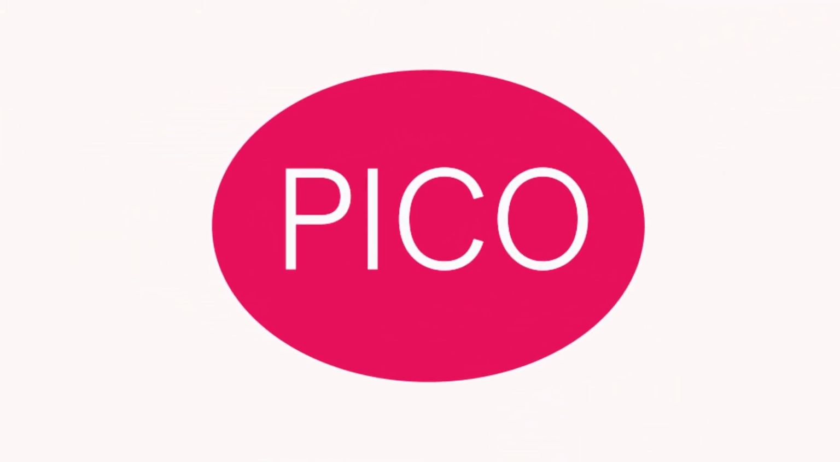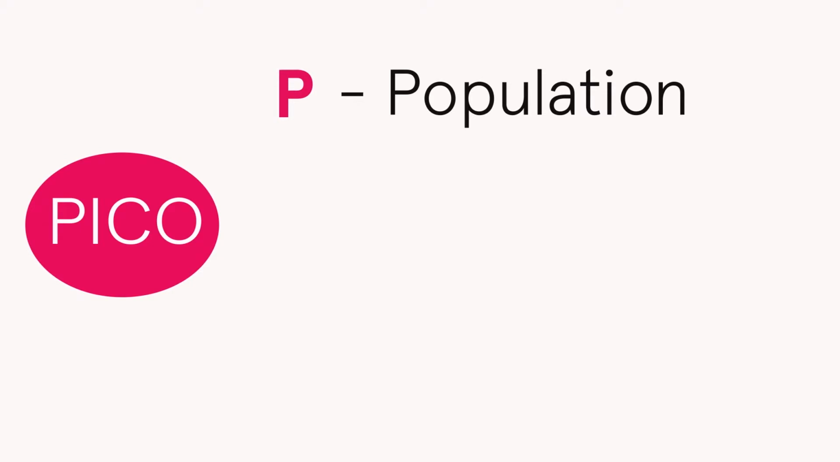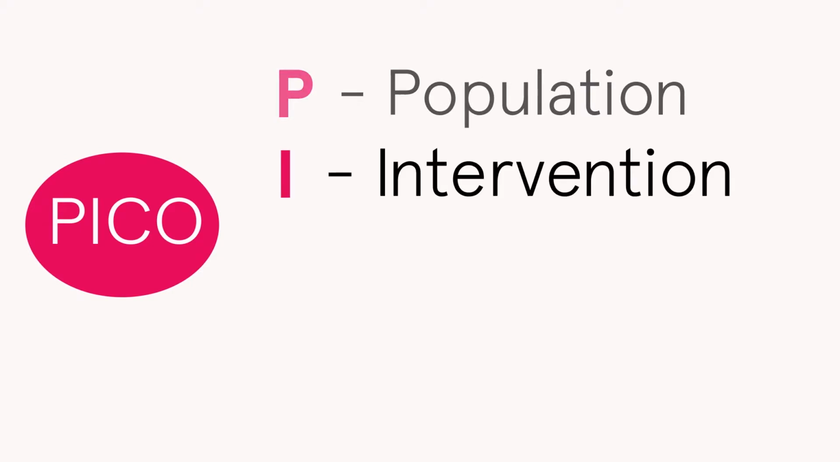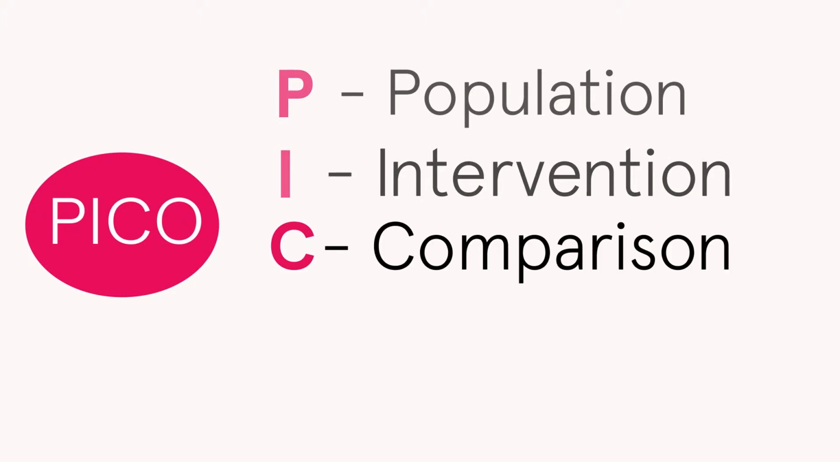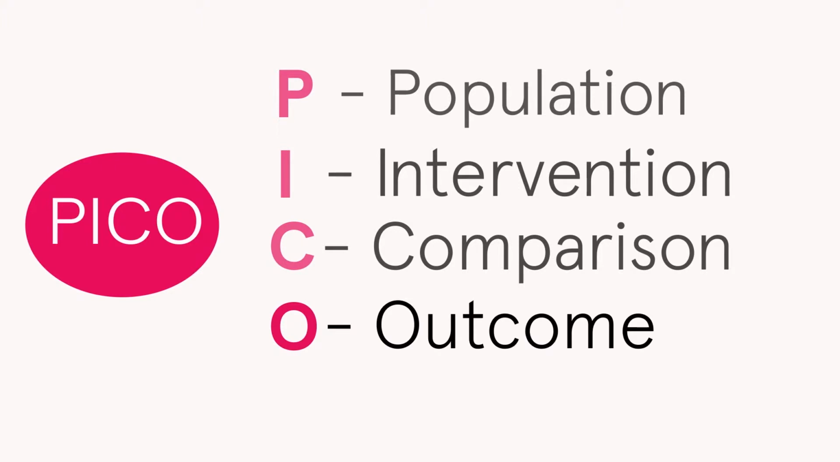PICO is commonly used to find randomized control trials for intervention questions. P stands for the population or problem. I is for intervention, a potential treatment for the population. C stands for comparison, which is often the gold standard treatment. O is for outcome, or the change you want to see in the population. Outcomes should be measurable and can be qualitative or quantitative.